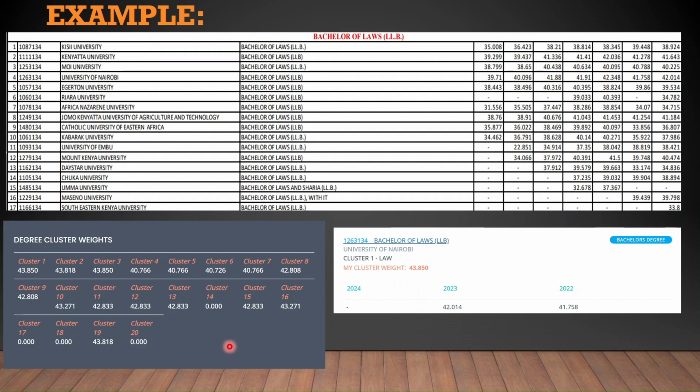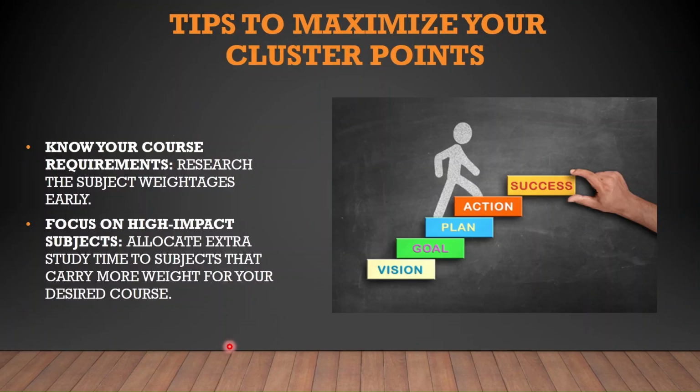Okay, so of course, finally, those who are still in high school, you can maximize your cluster points by ensuring that you know your course requirements and you focus on those high impact subjects. If you want to do medicine, focus on those subjects, get those A plains, because if you want to go, for instance, to the University of Nairobi, you need to get those clean A plains in those cluster subjects, and so forth and so on. For those who are still applying, don't worry, because we are working with you on this journey, and we're going to be issuing you a full video on how to go about this application process.